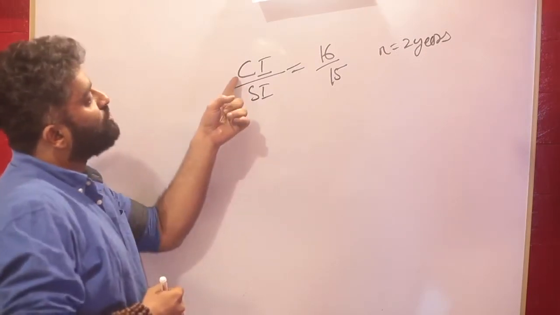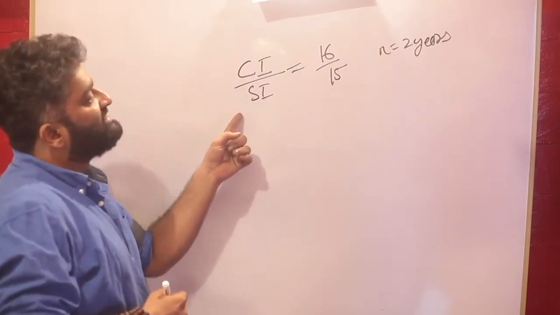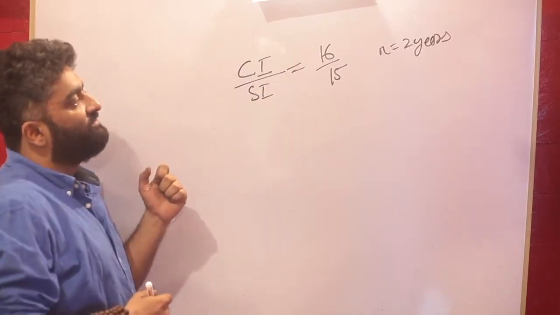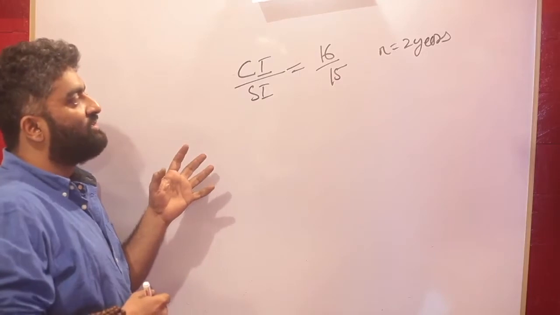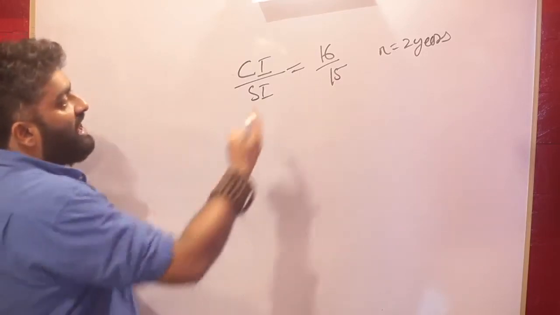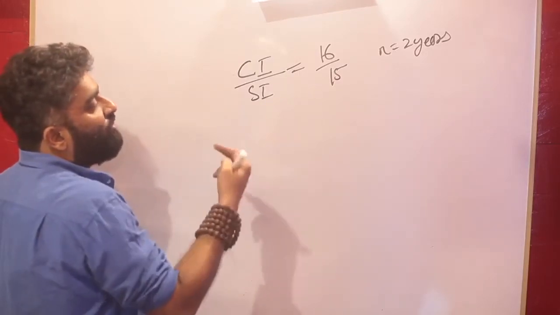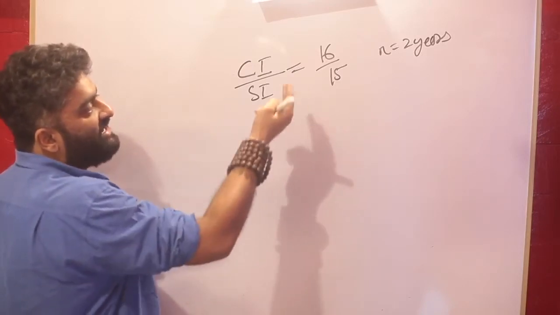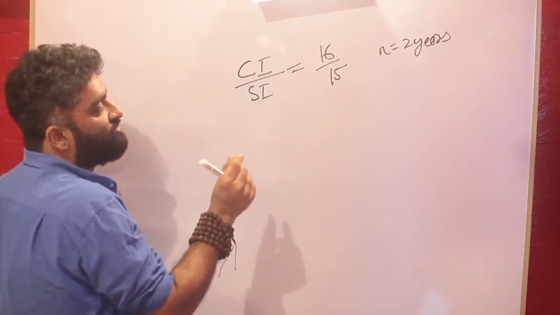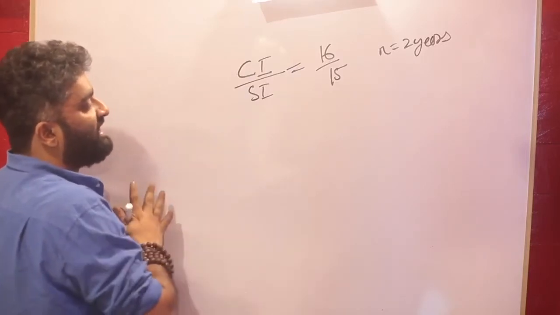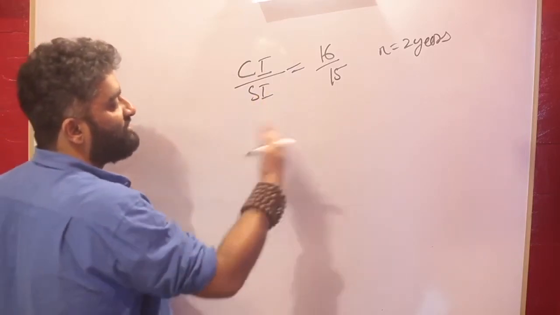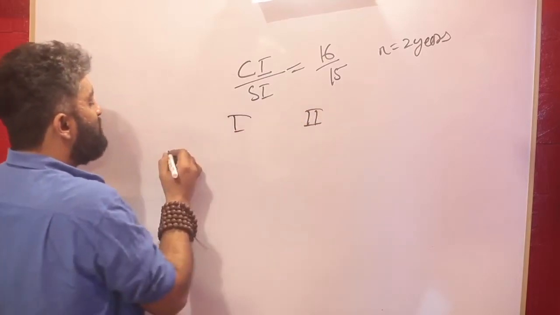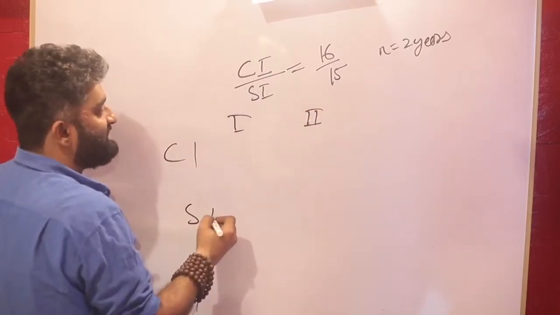It says the ratio of CI upon SI after 2 years is 16 by 15, right? That is the only information given to us. So we have just done the idea that what is the fundamental difference between CI and SI, and especially after 2 years, what is the change, what is the difference, right? So we did that idea. But let's try this. Let's form the same table. So this is year 1, this is year 2, this is CI and this is SI, right?